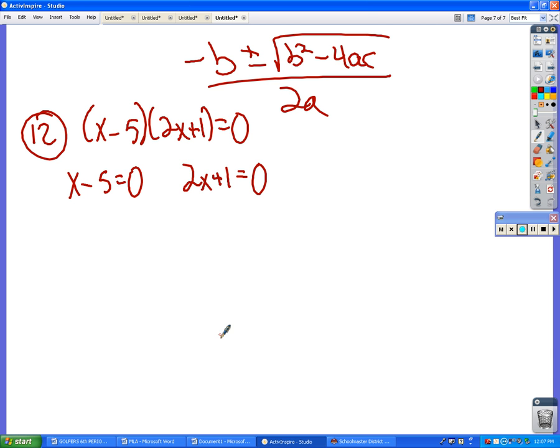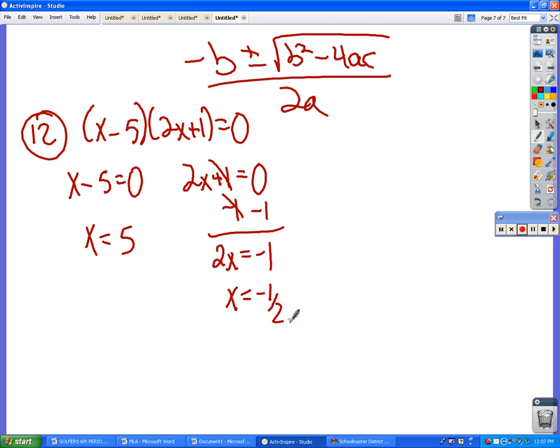Well, this one's easy to solve. What does x equal there? 5, because I just add 5 to both sides. This one's a little bit trickier. It takes 2 steps. What do I do first? Minus the 1. So 2x equals negative 1. Divide by 2, so x equals negative 1/2. Okay? So those are our two answers right there. That was not so bad because it was factored already for us.